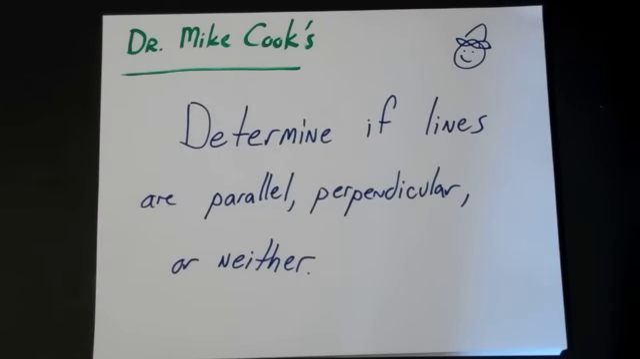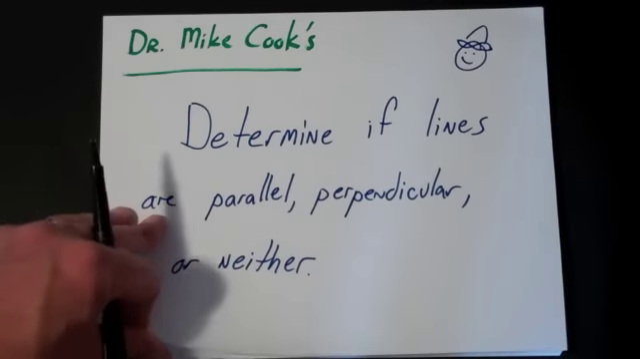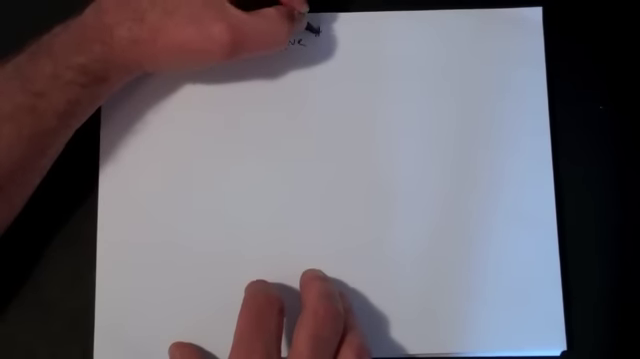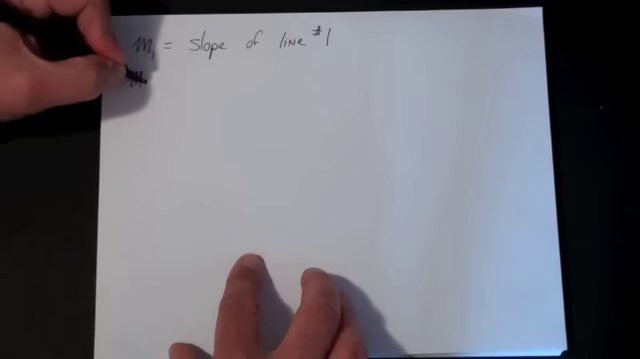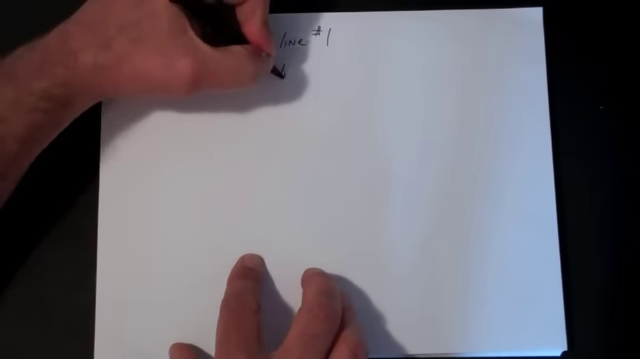Now let's determine if lines are parallel, perpendicular, or neither. Well, the first thing we need to do is look at the rules about parallel and perpendicular lines. And what we're doing here is we're looking at problems which are coplanar, lines which are coplanar. So in that case, let M1 be the slope of line number 1, and let M2 be the slope of line number 2.